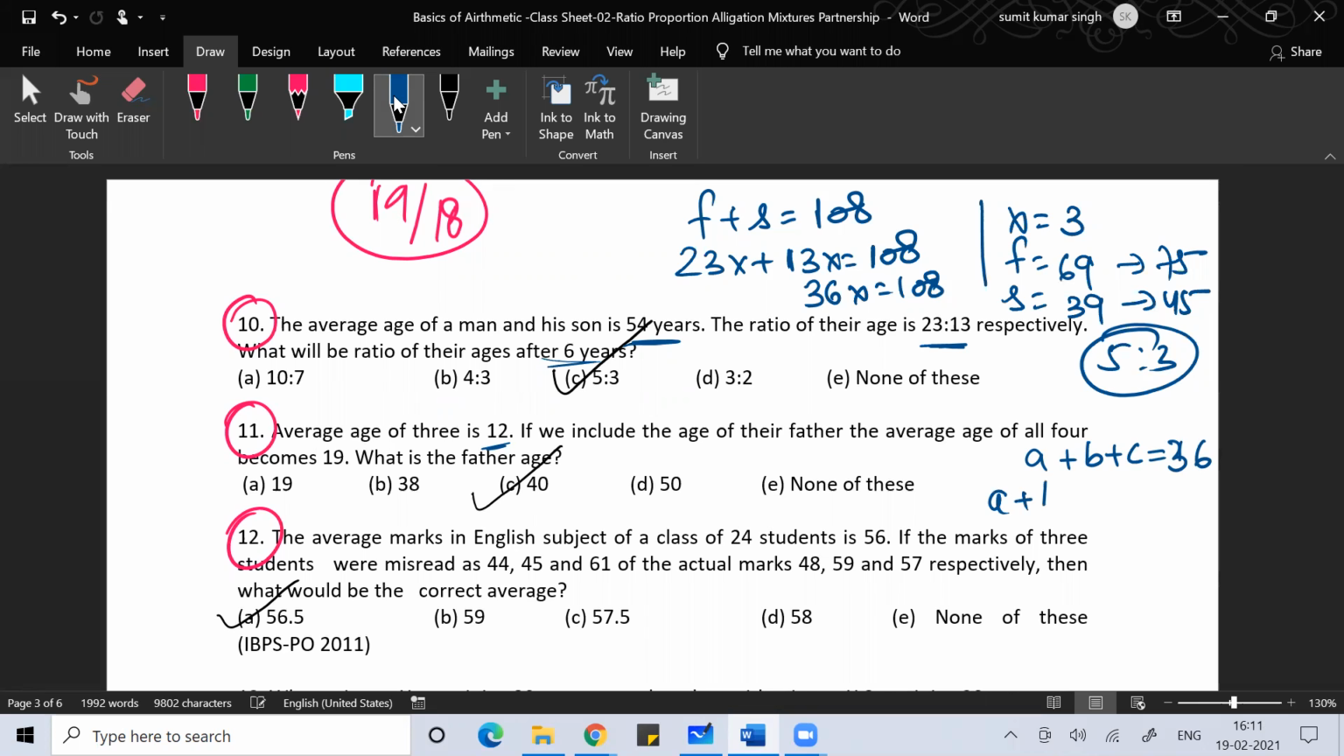So if you include the age of the father, then the average age will become, now divide by 4, no? Average is sum of data by number of data. So that is 19 fours are 76. So what is the age of the father? Father's age would be 40 years. Simple question.